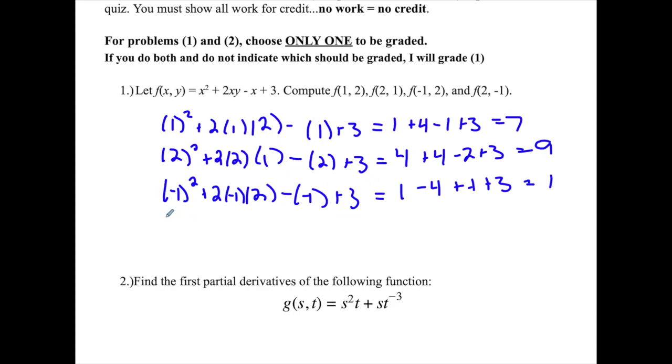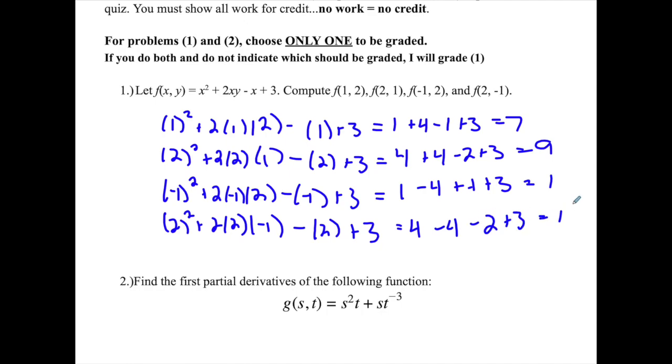Okay, lastly, 2 and -1. So you're going to get 4. This will be -4 minus 2 plus 3. And that will get you 1. So that's a coincidence that those happen to be the same if you flip them around. But that doesn't always happen, and you can't assume that that is true. That's just how this particular function happened to be defined.